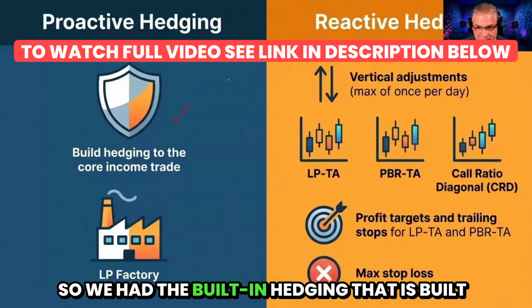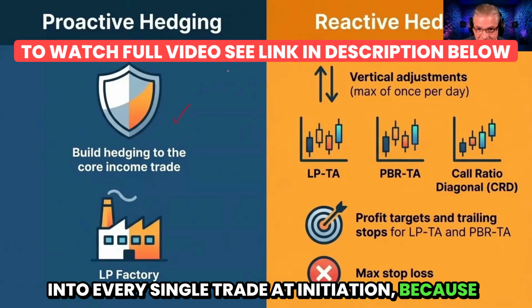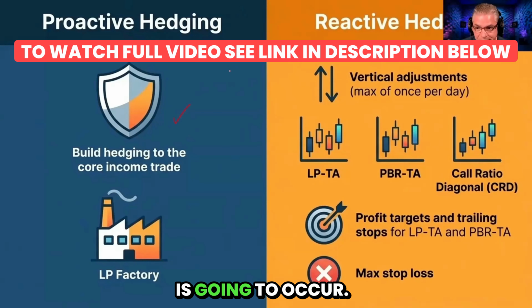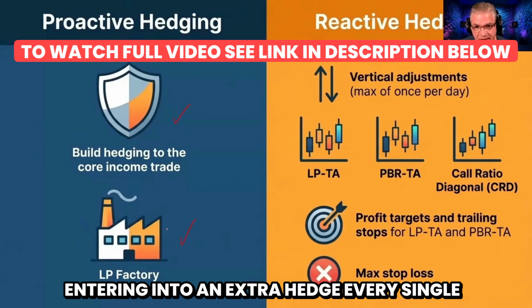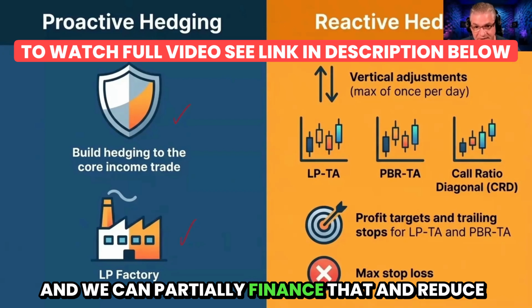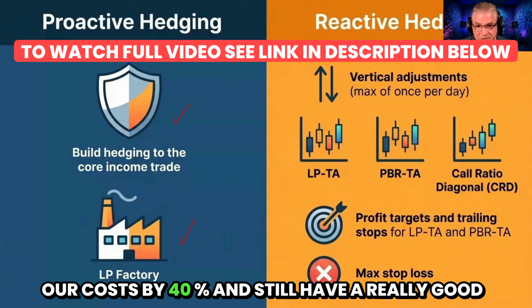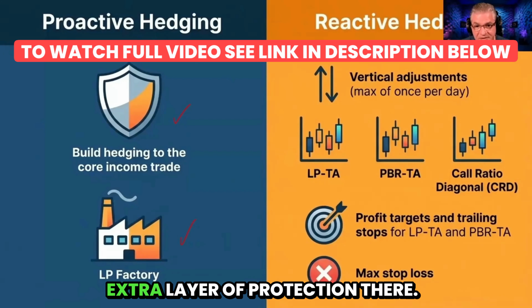So we had the built-in hedging that is built into every single trade at initiation, because we just don't know when that black swan event is going to occur. We've got the LP factory, which was us entering into an extra hedge every single week, and we can partially finance that and reduce our cost by 40% and still have a really good extra layer of protection there.